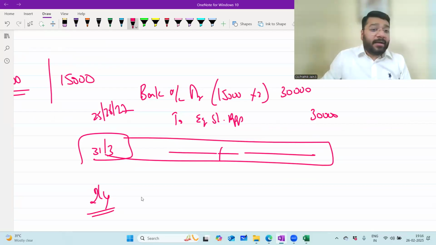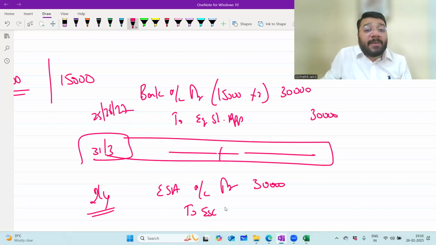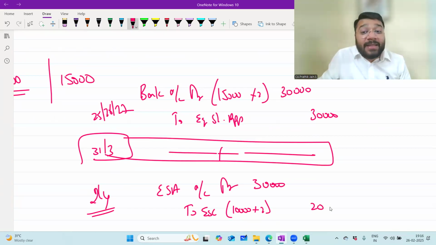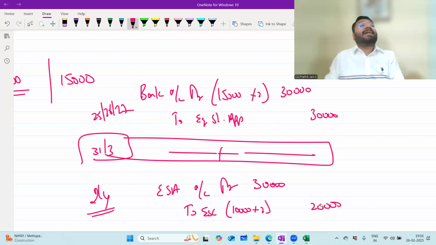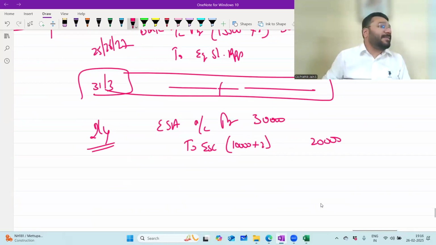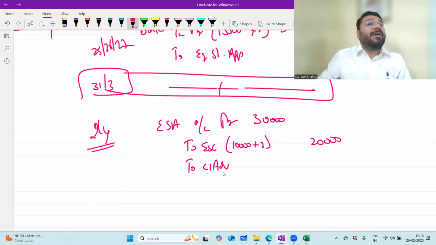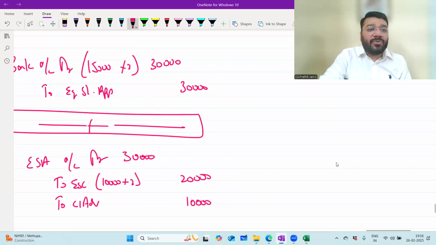While doing the allotment, you reverse the equity share application account by debiting 30,000. To equity share capital, how much will you allot? 10,000 into 2, which is 20,000. The remaining 10,000, you have decided not to refund but to adjust against your allotment and call stage. So you will transfer this to calls in advance, 10,000 rupees. Correct?